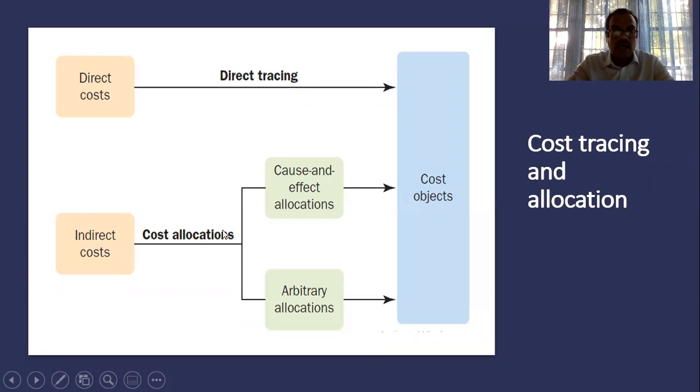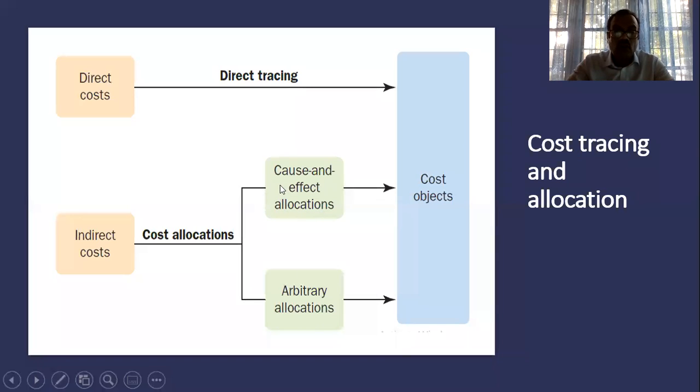That is what we are going to talk about now: traditional allocation method versus activity based allocation method. However many methods there are, again we can summarize these allocations into two types mainly.